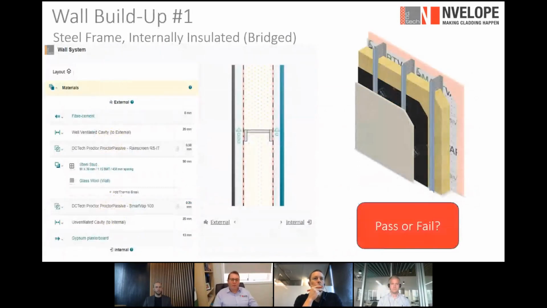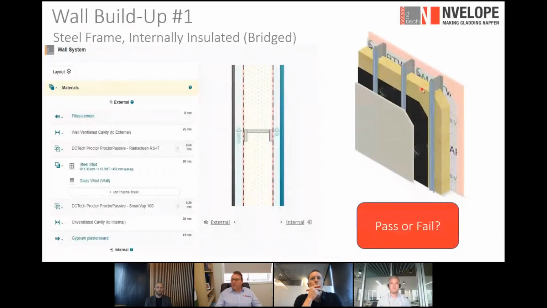We're starting with wall build-up 1, a very common wall that we see. What we're going to do is look at it against 2019, and we're also going to compare it against 2016. So I'll just get started on the elements included here. Starting from the inside, your internal wall lining. We've also included, just to boost performance, a variable diffusion vapor retarder, which is called our Proctor Passive Smart VAP. What that does is stop humidity from getting into the wall build-up. So again, dealing with condensation risk.